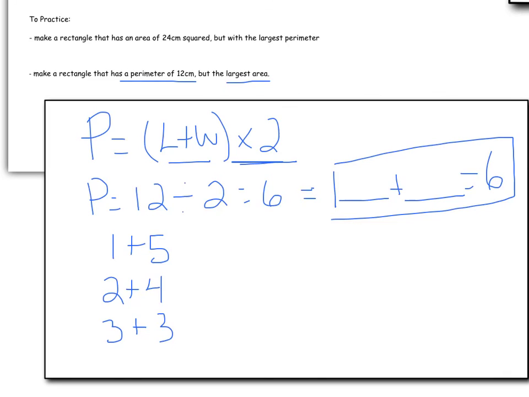If I want the largest area, is a long skinny rectangle the largest area? No, long skinny is smallest area, largest perimeter. More square-like is largest area, smallest perimeter. I want the largest area, so I want the one that's most square-like. Well, lucky me, here's one that's actually a square. 3 by 3 would be the one with the largest area. So I don't actually need to do all of the work. I can use the generalization to help me figure that out.